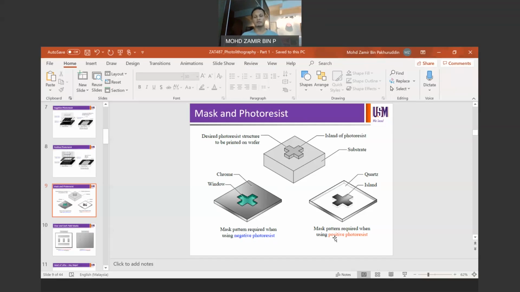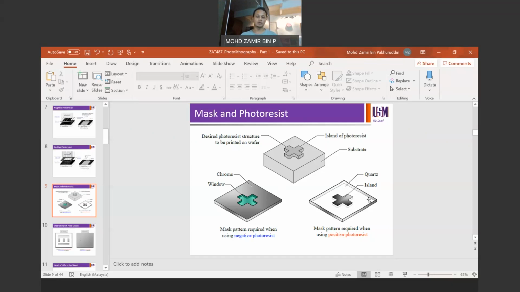On the other hand, if you want to print this structure or this feature on your substrate using positive photoresist, what you have to do is reverse the properties of your mask. So in this case, quartz is used on the outer region, which allows the light, and the island is in the central region. So the island will block the light from passing through, and the quartz will actually allow the light to pass through.